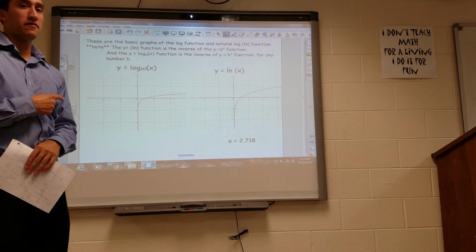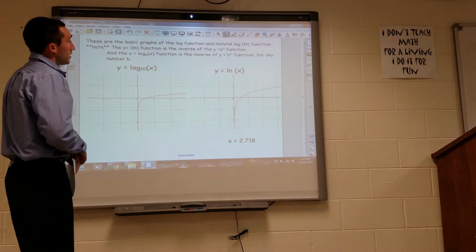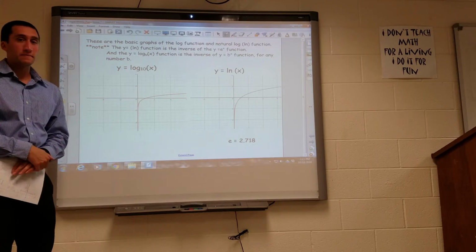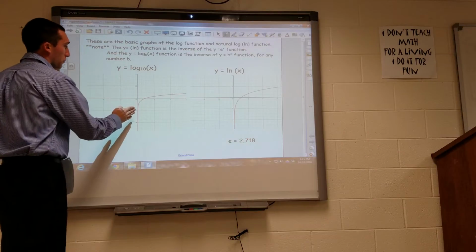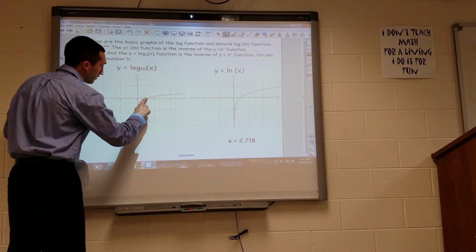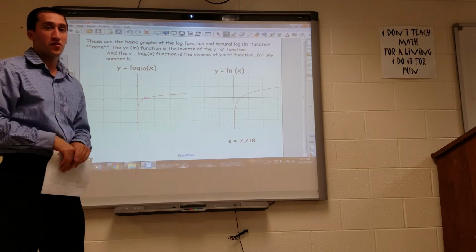This, I would like us to have down. This goes back to the basic functions that we learned of exponential functions. So this is the basic log base 10. What is important to know about this is it crosses through the point (1, 0).